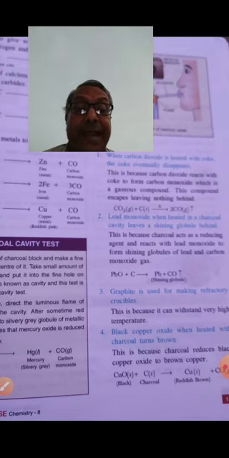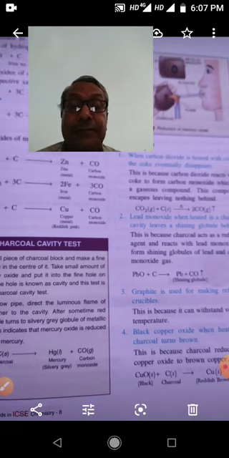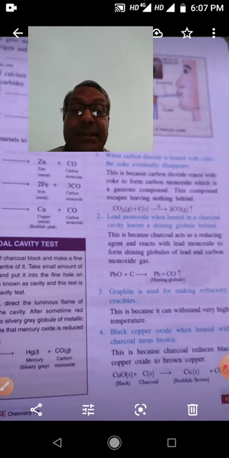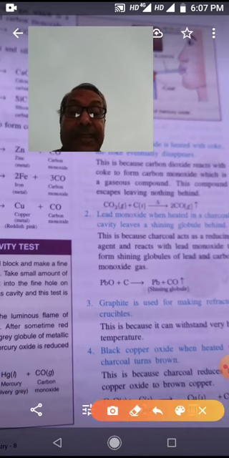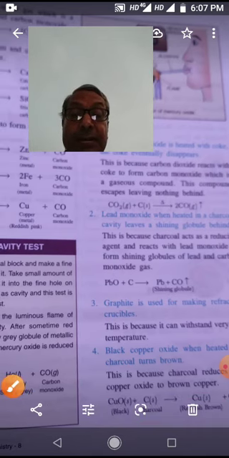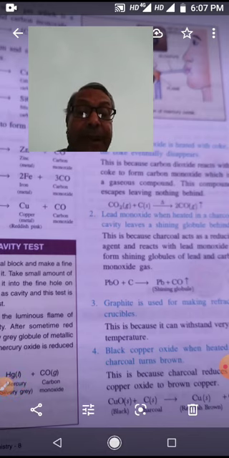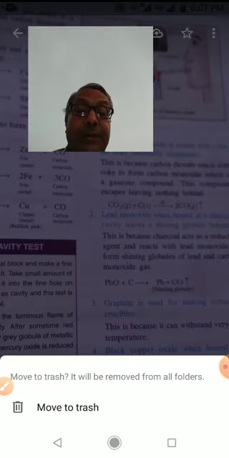And black copper oxide when heated with charcoal turns brown. So why does black copper oxide CuO change into brown when heated? Its reason is this black copper oxide reacting with charcoal will form copper and carbon monoxide, means copper oxide is reduced into copper, therefore it changes.